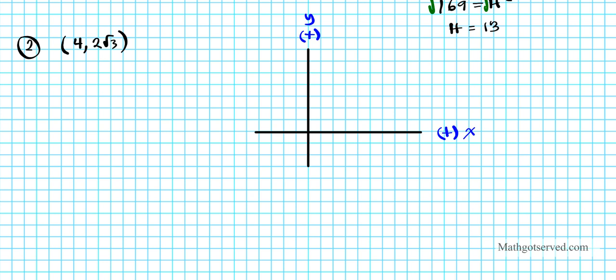Alright, so let's graph the point. My x, let's just call this part right here 4. And then my y, this part right here is 2 root 3. It's not drawn to scale. So the point 4 comma 2 root 3 is going to be this point right here. And then the terminal side is the line that connects the origin to the point.